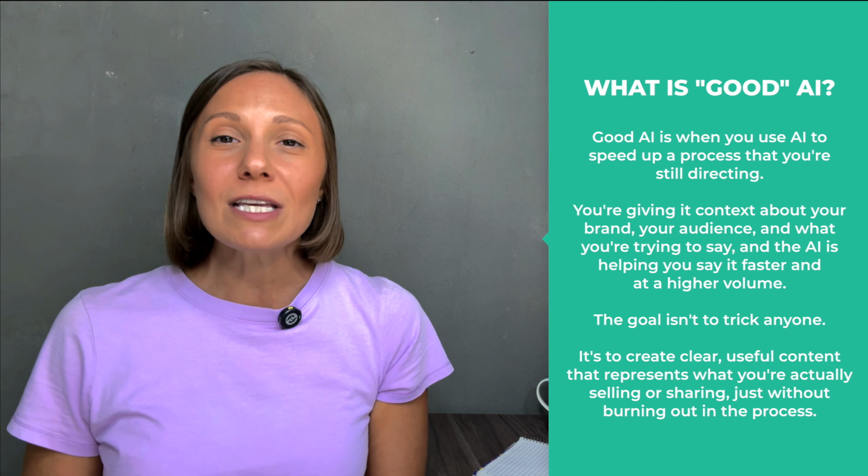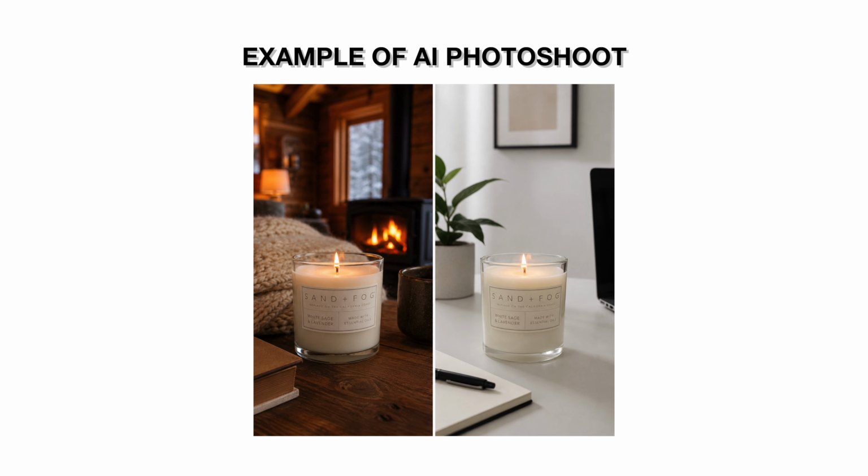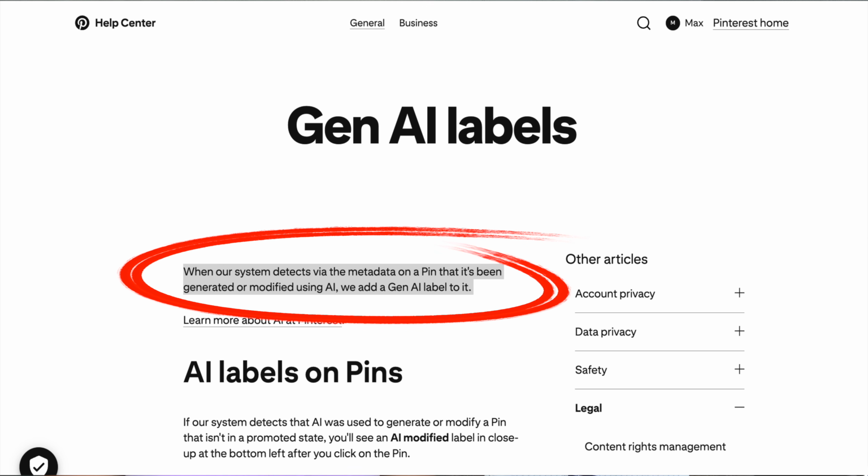On the image side specifically, AI can be really useful for product placement and image variations, especially if you're selling something physical and want to show it in different settings without doing a full photo shoot every single time. For example, shooting a photo of a candle in various locations, like a cozy cabin or a minimalistic office. This would save you a lot of time and energy. But know that some platforms are starting to label these AI-generated images, and it's not something to be scared about, just something to be aware of in your future strategy.